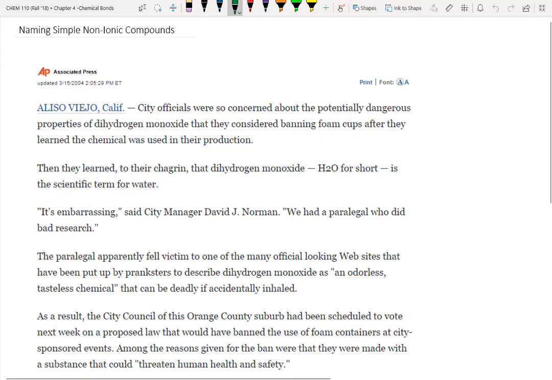All right, so today we're going to start getting into naming molecules and compounds. The naming systems we're going to use are pretty simple and easy to follow, but there's a lot of rules to remember, so bear with me.